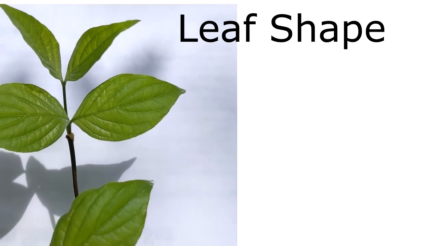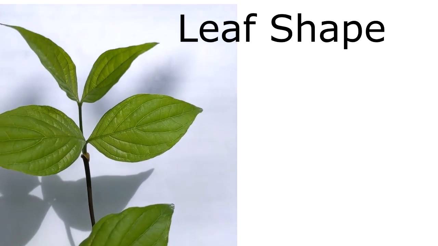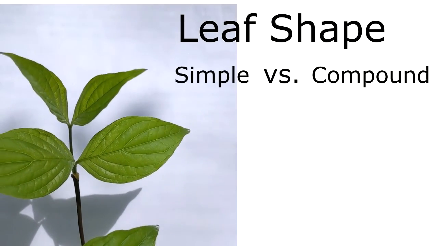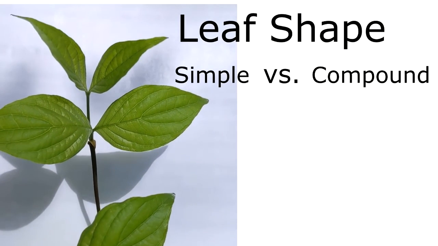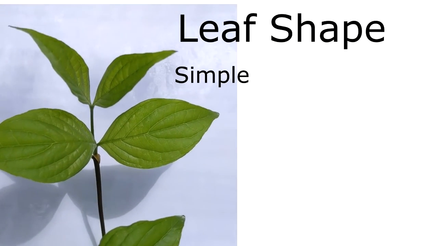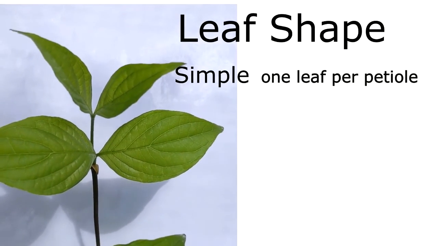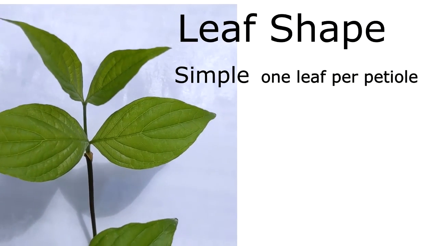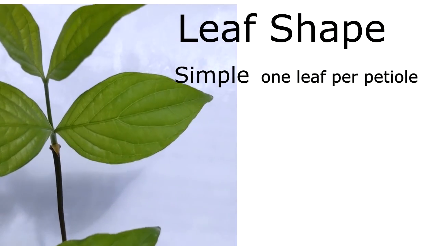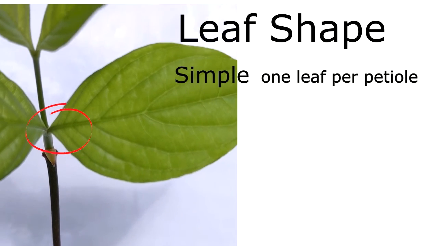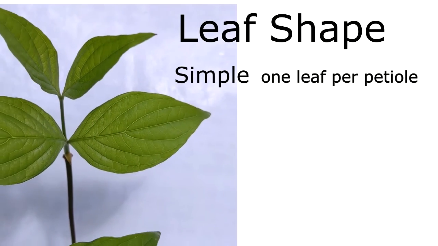When we talk about leaves, we can talk about them as being compound or simple. These dogwood leaves are a really great example of a simple leaf. That means there's just one leaf coming off of each petiole attached to the branch of the tree. The petiole is that bit, right there, where it attaches to the branch.